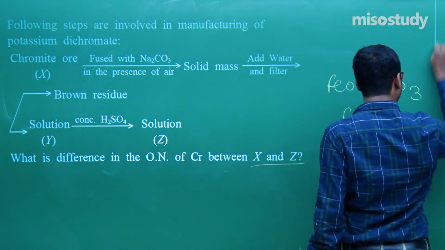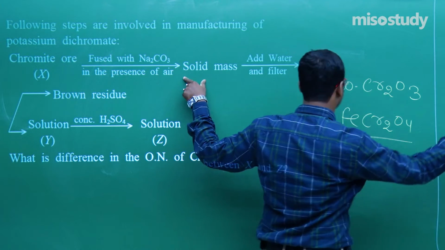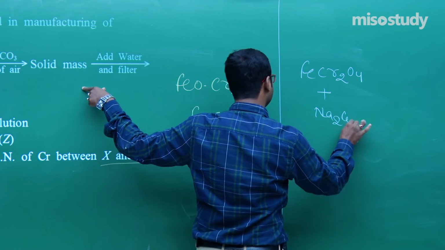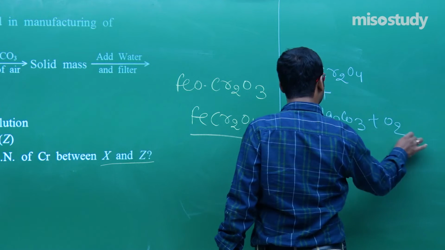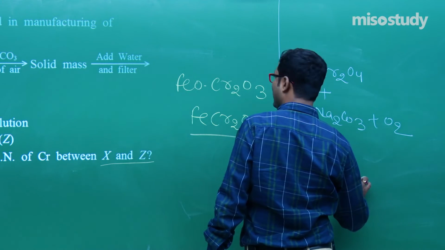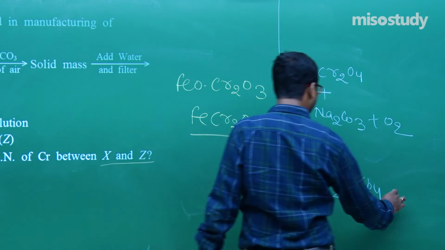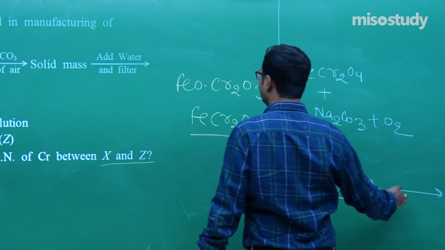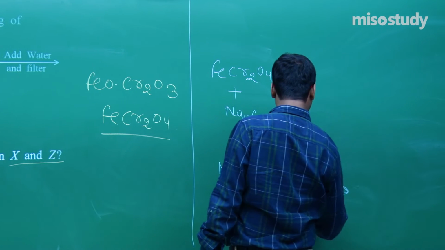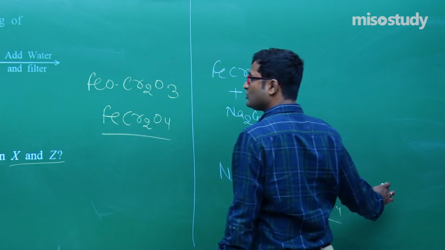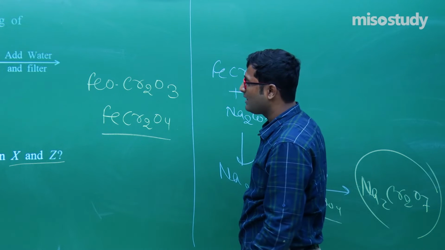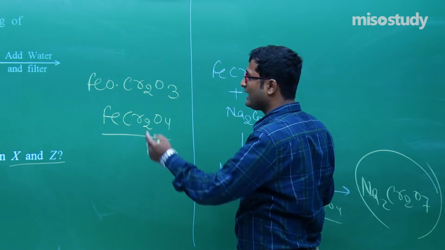Now, the next step is fusion with Na2CO3. That is FeCr2O4 treated with Na2CO3 in the presence of air, that is O2. Then what will happen? Sir, it is very simple: Na2CrO4. Clear to you? When we add water to Na2CrO4 and filter, it gives the solution, which on treatment with H2SO4 gives a solution of Na2Cr2O7, that is sodium dichromate. Clear? Again, let me check once.